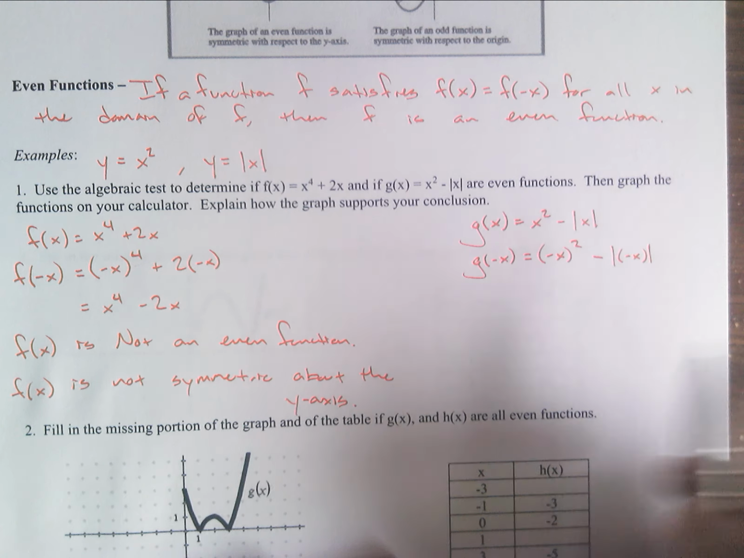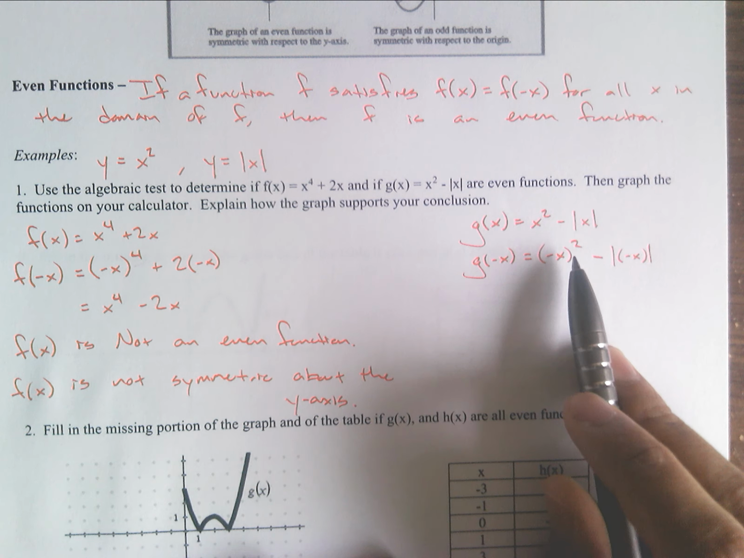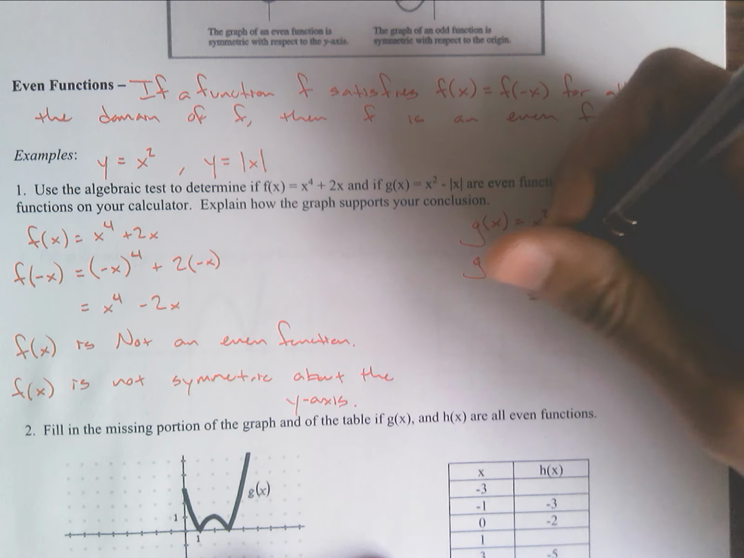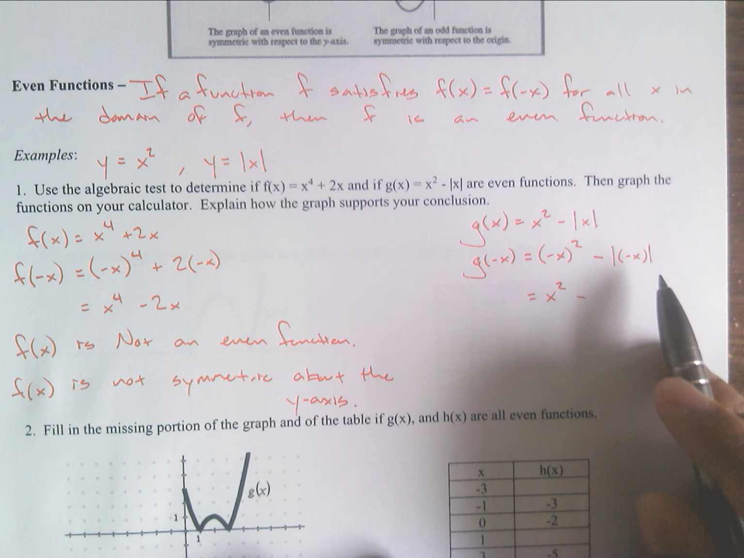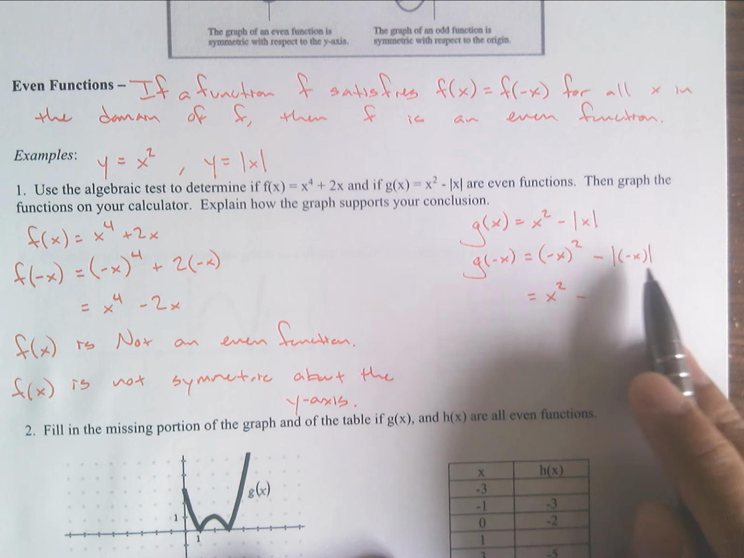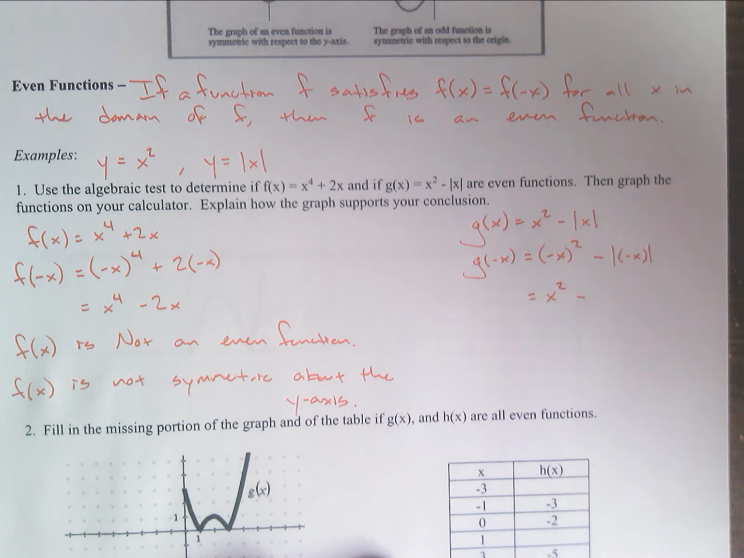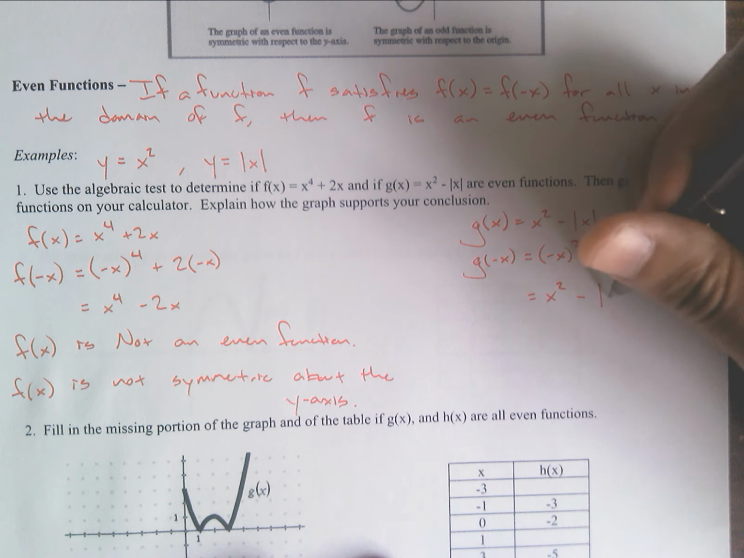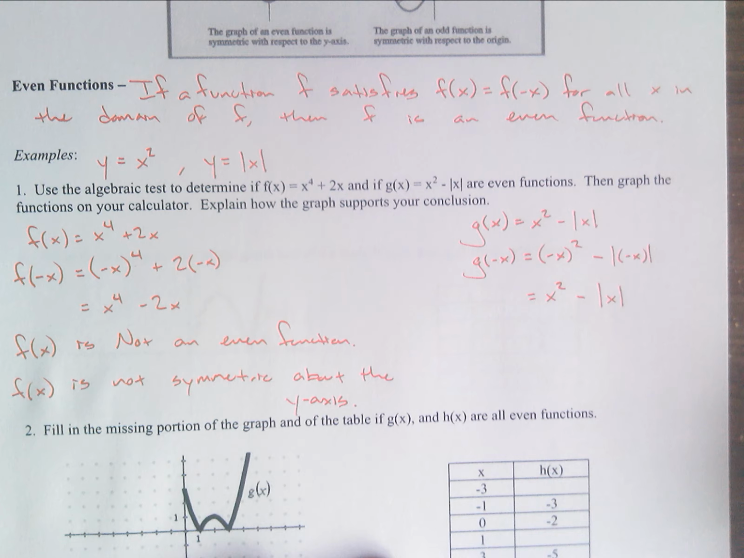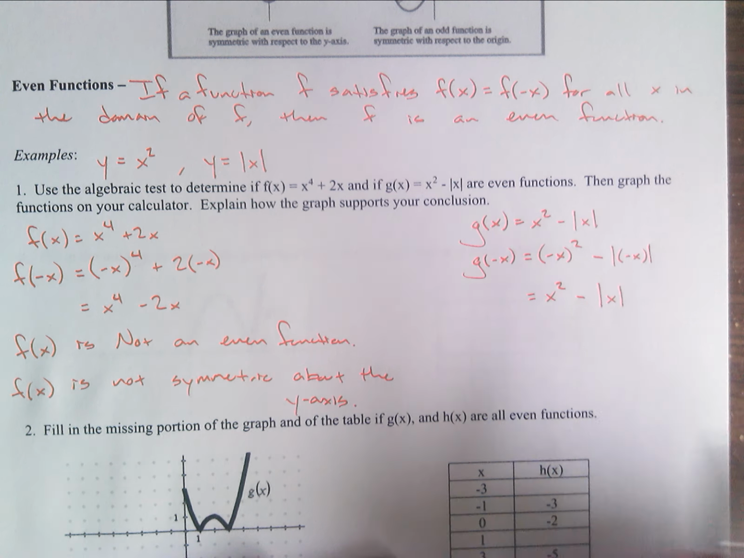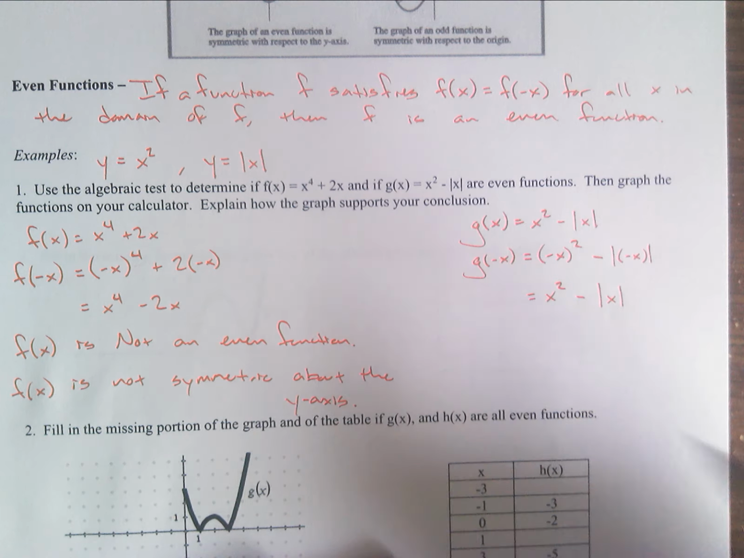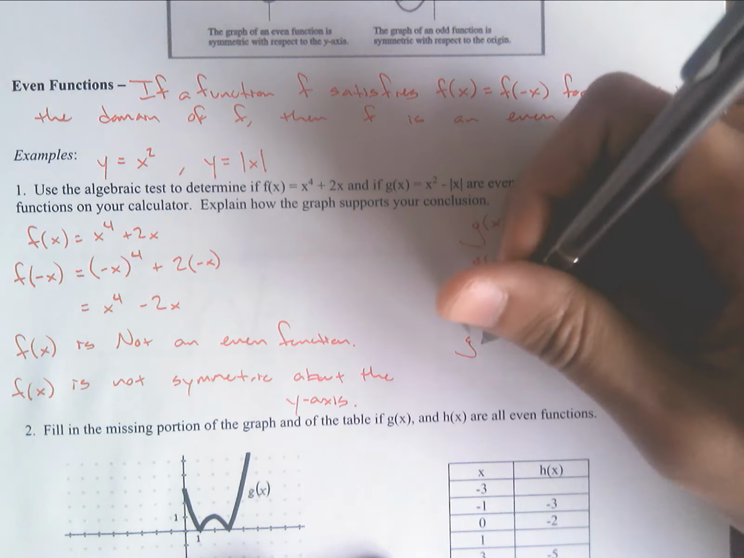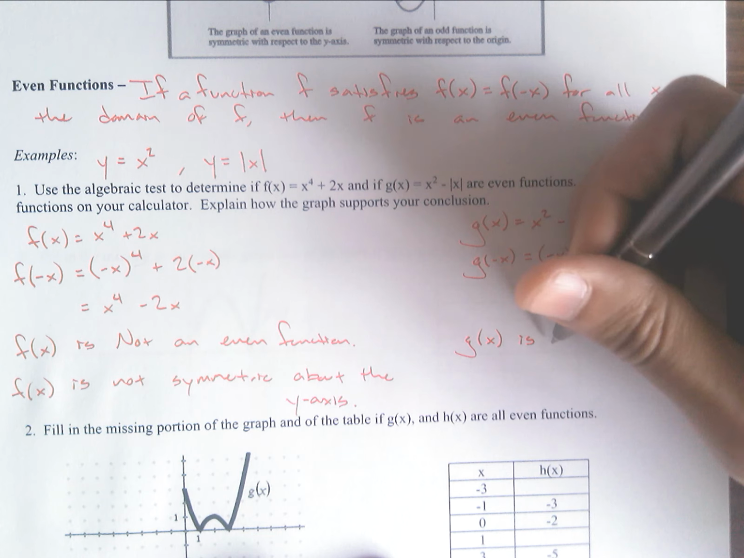Okay, so negative x squared, again, we have an even power, so we can say that that is equivalent to just positive x squared minus, well, the absolute value of negative x is equivalent to the absolute value of positive x, right? That's the absolute value function. So we could say this is the absolute value of x. So is g of negative x the same as g of x? It sure is. We have exactly the same thing. So algebraically, we have shown that g of x is an even function.